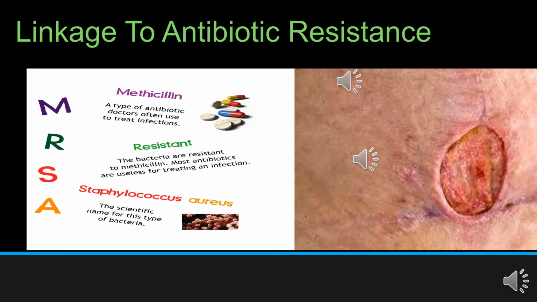The diseases it can cause are minor skin infections such as abscesses, pimples, and carbuncles. This may lead to meningitis and also endocarditis.